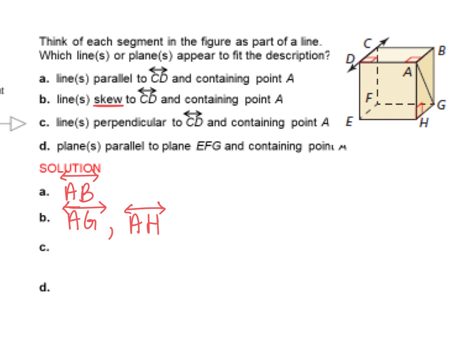All right, looking at C, line or lines perpendicular to CD and containing point A. Perpendicular means what? Intersecting at what kind of degree? 90. Good, a 90-degree angle. So what line would that have to be? AD. Good, AD, that's my only option.